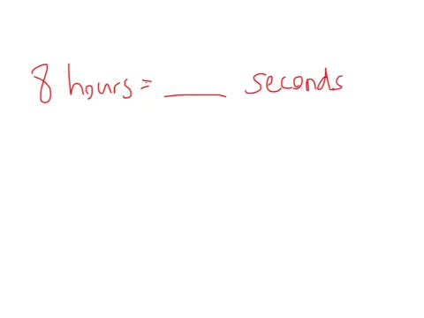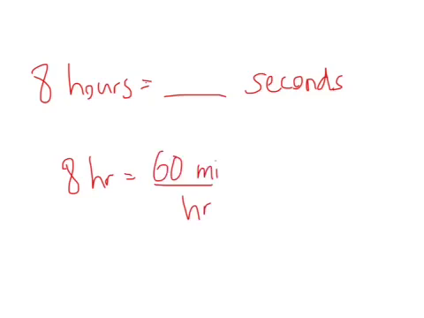Alright, the last one is time. So let's say that there's 8 hours. How many seconds are there in 8 hours? This is pretty much the same thing as distance. So let's see if you remember how to do this. Here's 8 hours. I'm going to put HR. I don't want hours. I want minutes. So I know there's 60 minutes in 1 hour. See? So I can cross it out.